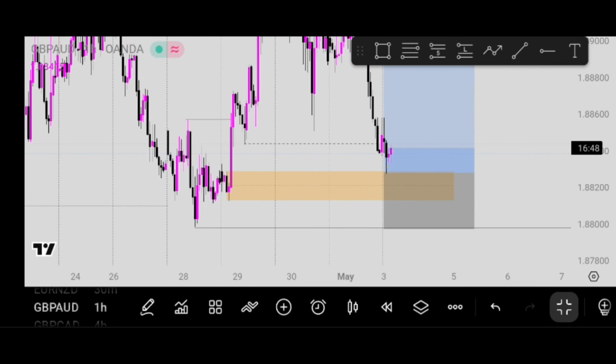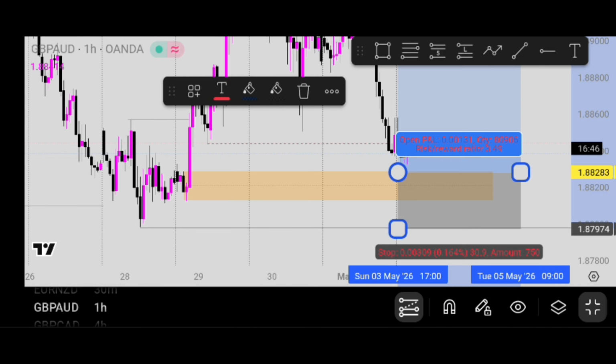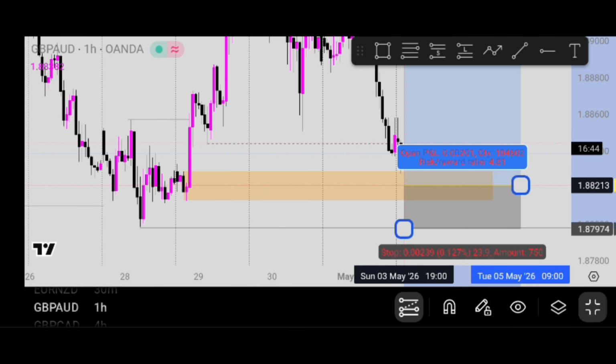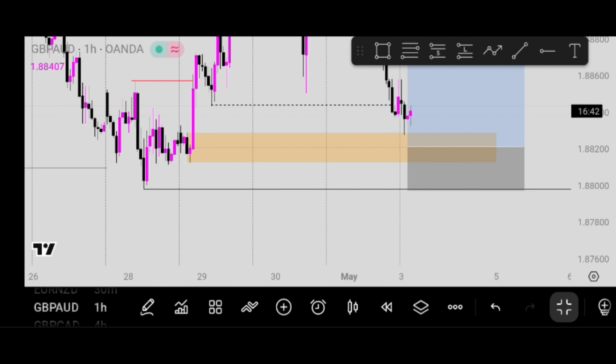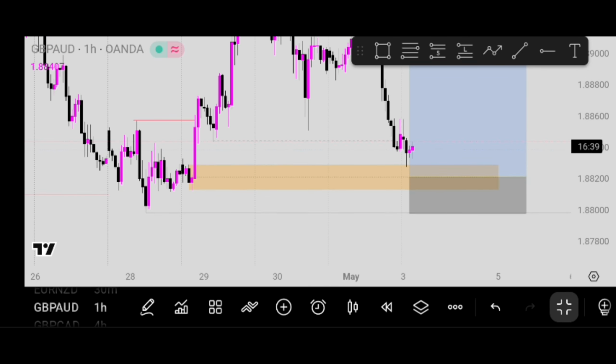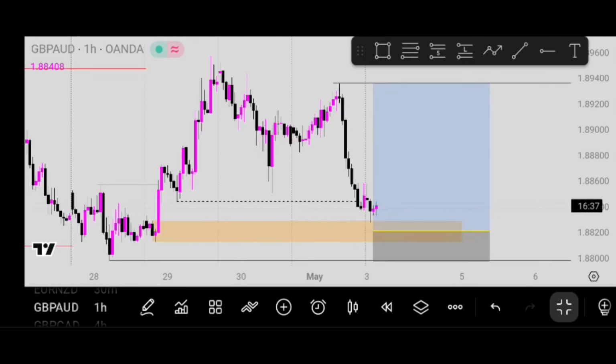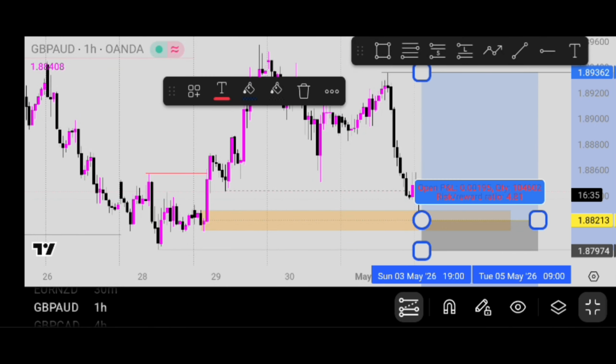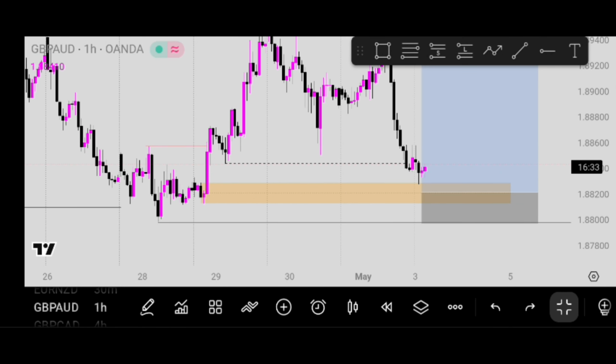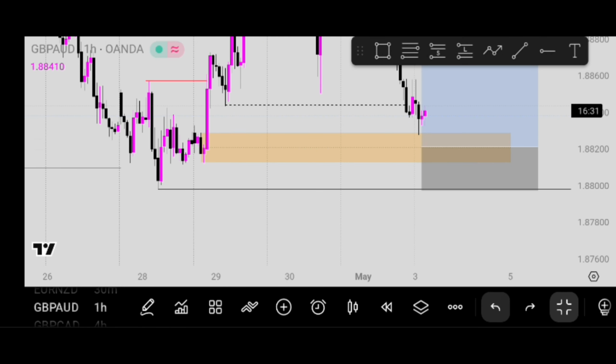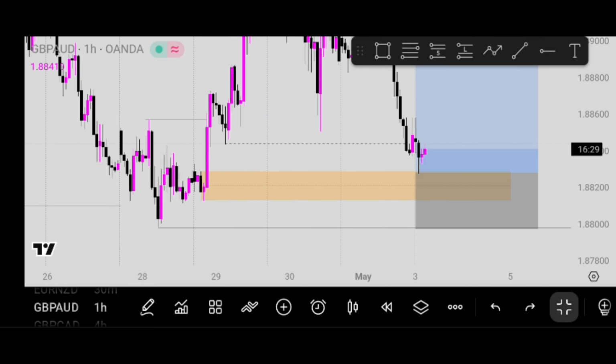So here, if you don't want to risk big, you can still wait for price to come back to the midpoint of our order block. Yeah, you can still wait for price to come back there. But if not, you can enter from there.